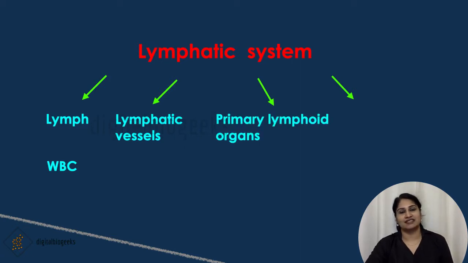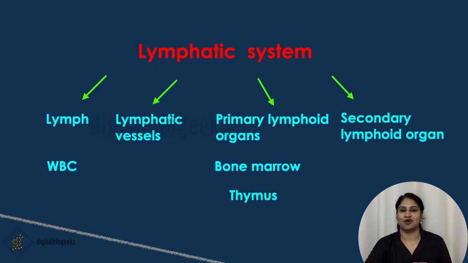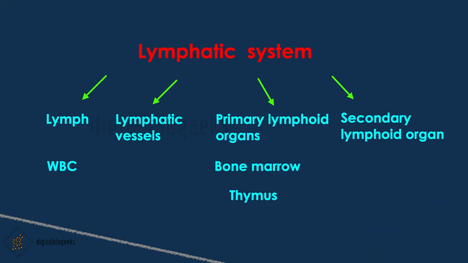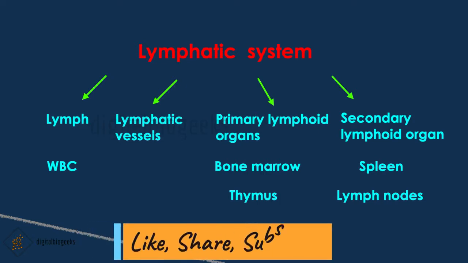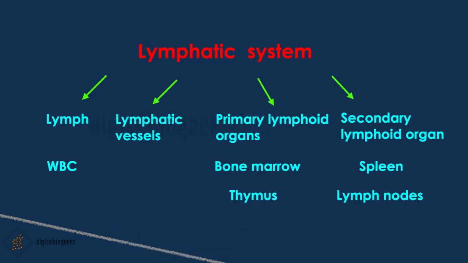There are some organs that help in the production and development of lymphocytes. They are known as primary lymphoid organs. They are bone marrow and thymus. There are secondary lymphoid organs that help in the further maturation and activation of lymphocytes. They are spleen and lymph nodes. Other than this, there are tertiary lymphoid organs. They are abnormal lymph nodes present in the peripheral tissues at the site of chronic inflammation. Let's learn in detail about each of them.